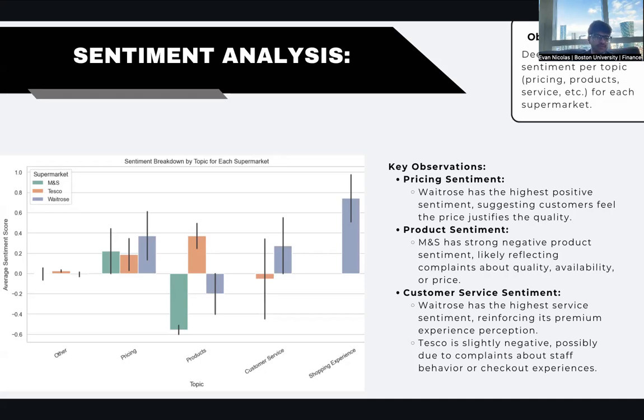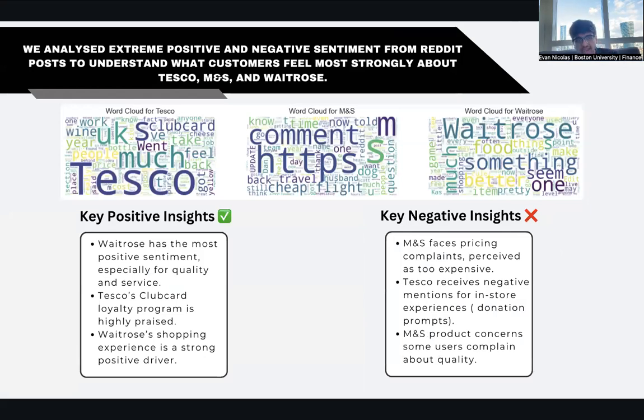When we talk about product sentiment, M&S had a strong negative sentiment, likely due to complaints about availability, quality, and pricing. When we talk about shopping experience sentiment, Waitrose scored the highest, showing customers appreciate the in-store experience, and Tesco had mixed opinions, while M&S had a slightly negative lean. So the key takeaways from this are that Tesco's Club Card program is a major strength. It is consistently praised in customer discussions, and pricing remains a highly debated topic, especially for M&S, which faces criticism.